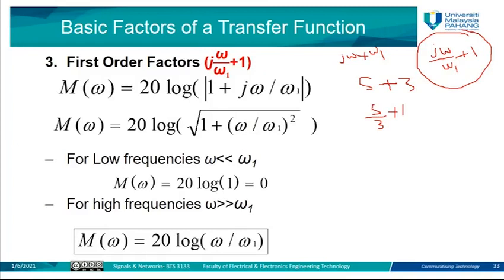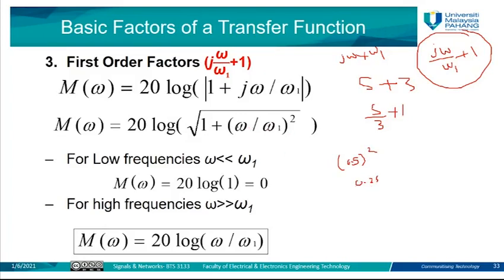So in the case of low frequencies, that means the omega value is less than omega 1. If omega is less than omega 1, this value will be very small, like 0.9, for example, 0.8, 0.5, 0.001, 0.003. So it will be a very small value. Then when you make it square, it becomes even smaller, because if you square 0.5, it becomes 0.25. If you have 0.1 squared, it becomes 0.01. So it becomes even smaller.